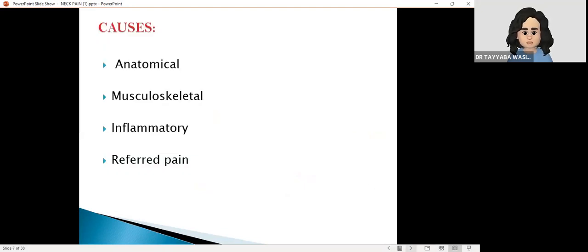Okay, then coming on to the causes that are important with reference to neck pain. The various causes are categorized as anatomical causes, musculoskeletal causes, inflammatory causes, and referred pain causes.